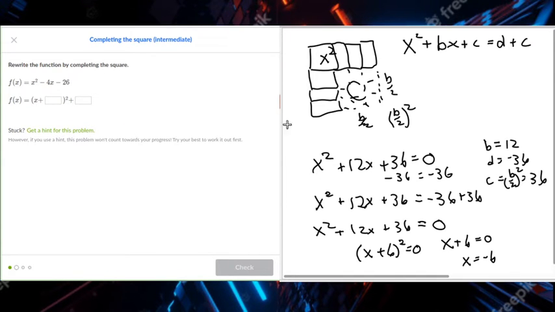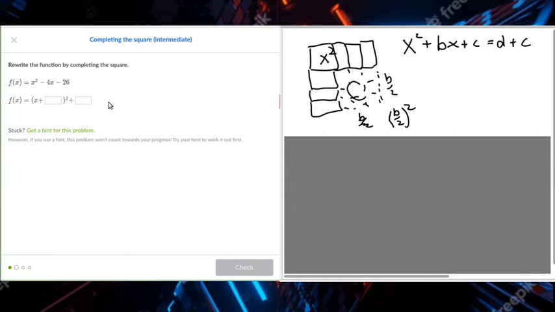Okay, we're going to go on and do this next one. Okay, I have the function, rewrite the function by completing the square. So we don't have an equals here. I'm going to have to do it just a little bit differently. But it's basically the same. x squared minus 4x, and I'm going to put minus 26 over here. And remember, that's equal to f of x.